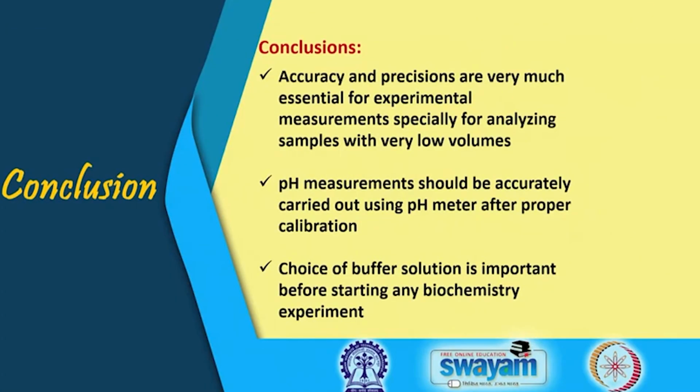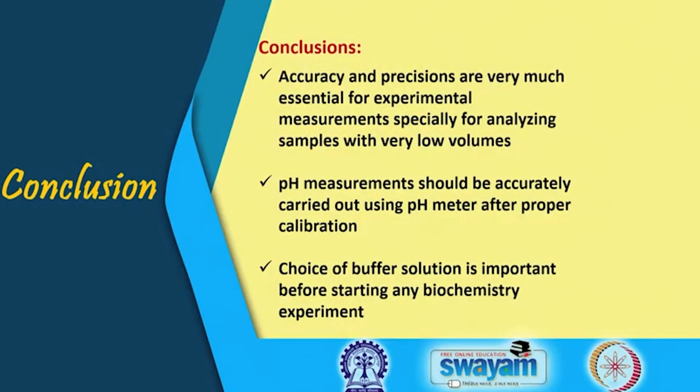So, we conclude by saying that accuracy and precision are very much essential for experimental measurements, especially when we are analyzing solutions of extremely small volume. When we look at biochemical reactions and biochemical systems, the volumes that we are working with are extremely small. So, the accuracy and the precision, the use of micropipettes and specific instrumentation, is extremely important.